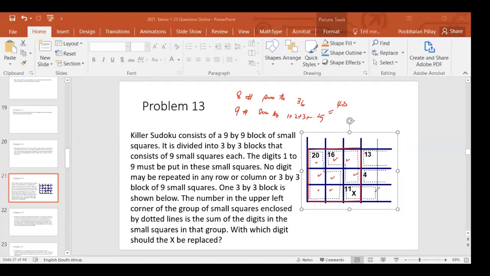8 of them add up to 36. So the unknown number, which is that one, must obviously be 45 minus 36, which is 9. So we don't use the 13 and the 4 and so on, because we're only looking at this 3 by 3 square in the corner of this board. Okay, so that's straightforward. You just have to know that you've got sums here. So the sum of 8 numbers is 36, therefore the sum of 9 numbers is 45, and the remaining number will have to be 9.